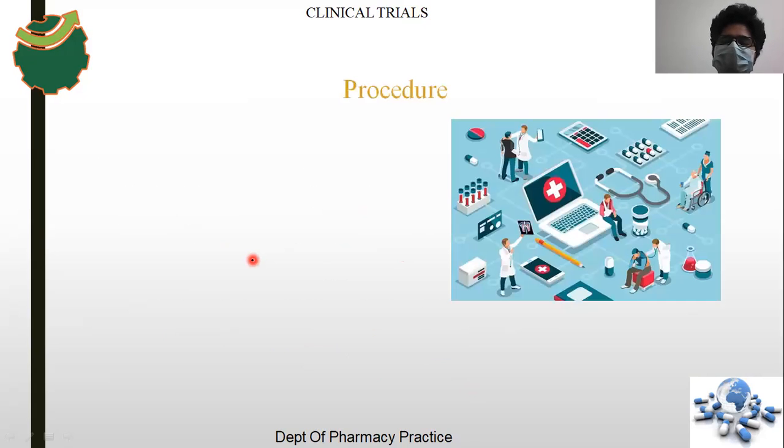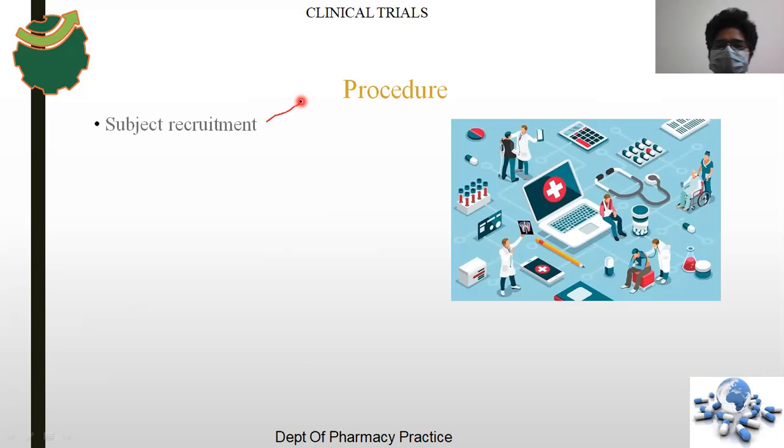Next, the procedure for conducting clinical trials. Right now, phase one clinical trials. First one, subject recruitment. How are we going to recruit the subject? What precautions are you going to follow, and what criteria are you going to use for selecting a subject? Next, informed consent. Informed consent is nothing but where you explain to the people what you are going to do and take their consent.